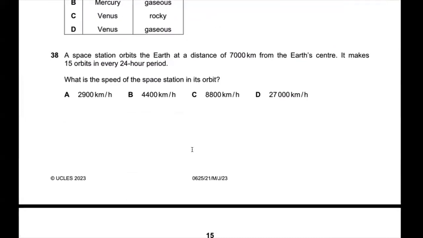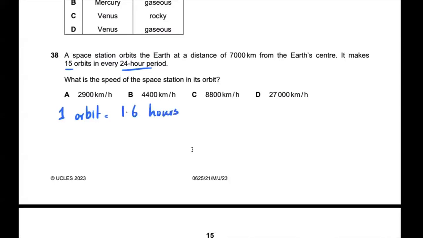38. A space station orbits the Earth at a distance of 7,000 kilometers from the Earth's center. It makes 15 orbits in every 24-hour period. So if it's 15 orbits in 24 hours, I can figure out the time for one orbit, which would just be 24 over 15, right? It's simple math. So that's 1.6 hours per orbit.